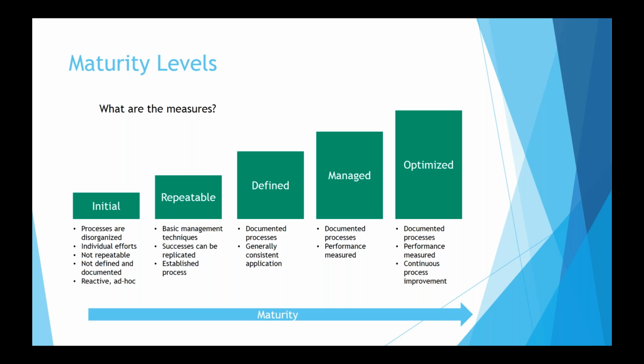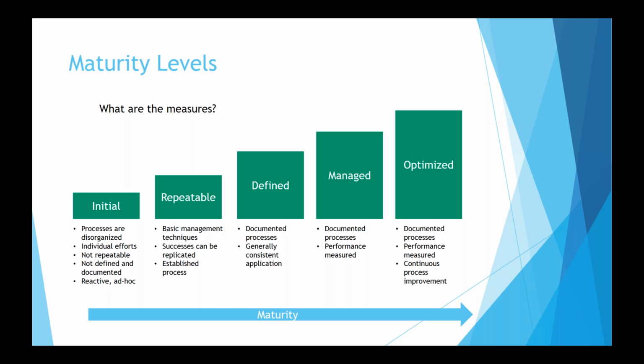So you have basic management techniques. You can repeat the things you did to come up with the product, and you've got some process established. But what makes that different from the next level, where we talk about defined maturity levels, is that you've actually documented these processes. So under repeatable, the things that you do could perhaps exist in someone's head, in someone's experience, but it's not necessarily written down. That highlights the difference between a defined maturity level and a repeatable maturity level.